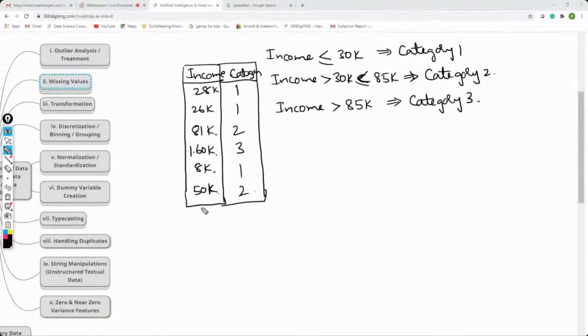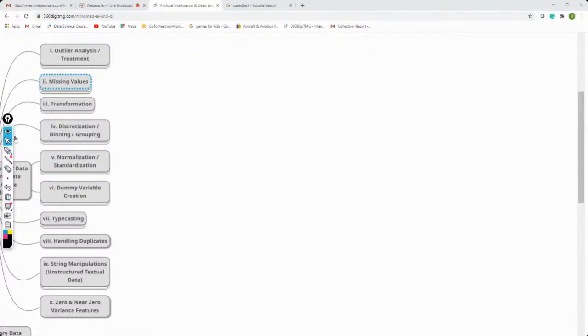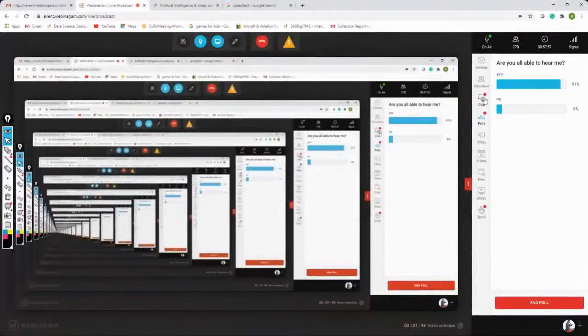So you have converted the continuous data into discrete. This is continuous data. You're converting that into discrete count data. The process of converting continuous data to discrete is called discretization or binning or grouping. There are a few more things which we need to discuss. We will certainly discuss those, but even before that, let me go here.